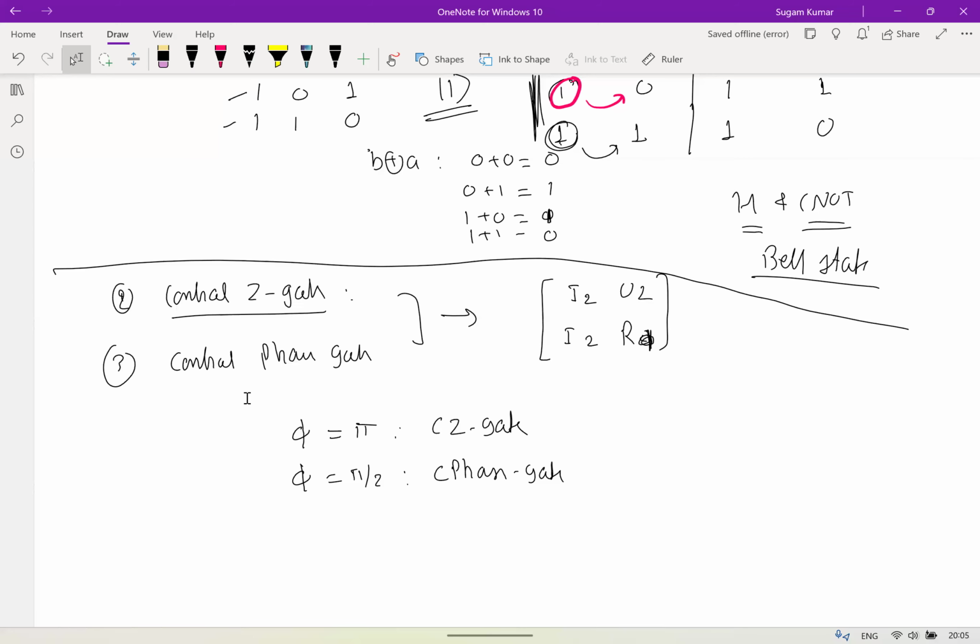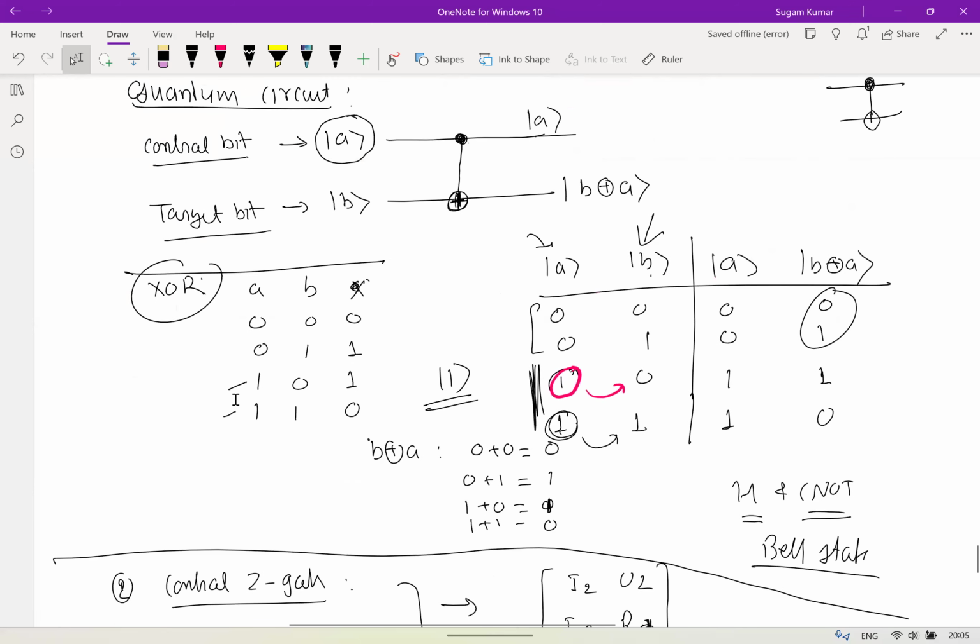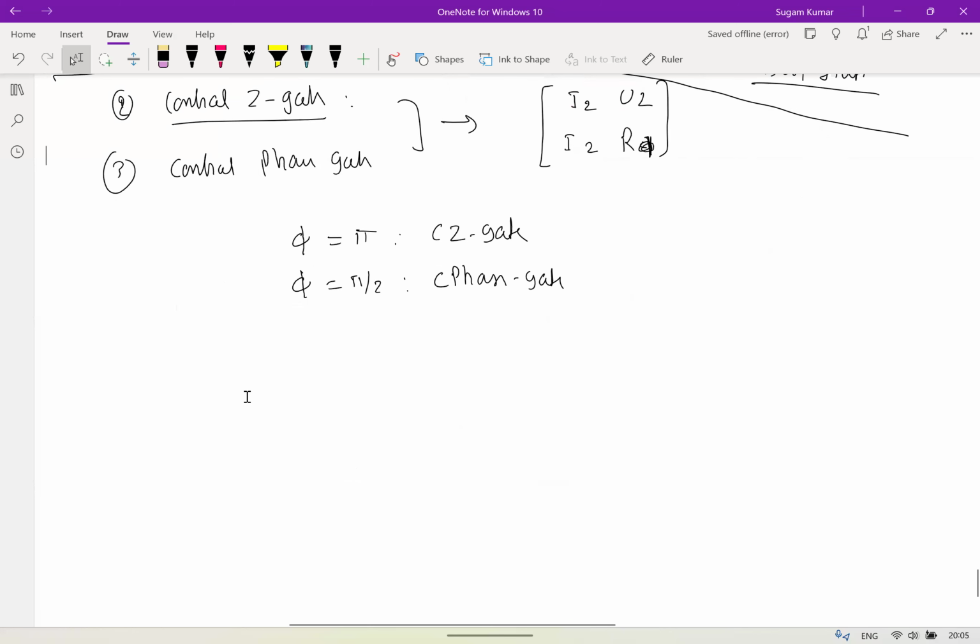Sir, how do you relate this with the Bell states here? How is it related? Could you please explain more? Yes.